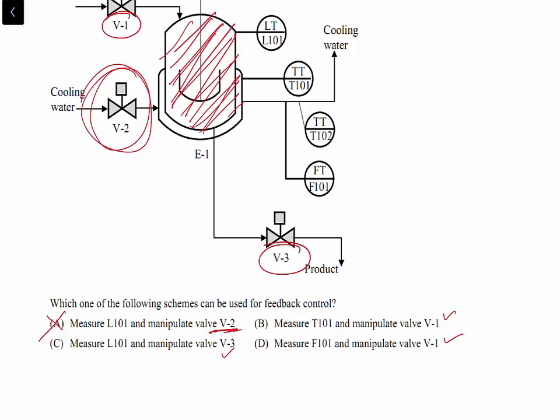Here they are giving the temperature of a coolant, so again this T1 can't be used. And we have again the flow rate of cooling water, which again can't be used. Yes, we have a level controller for this reactor, and for V3 we have two controls. The correct option is option C.